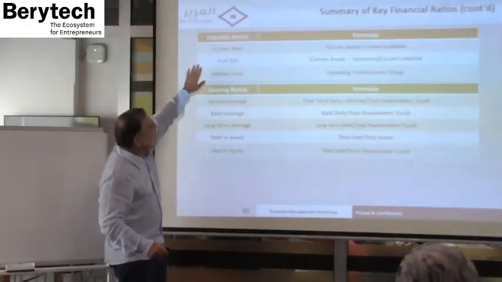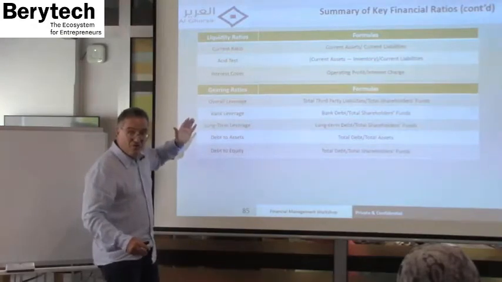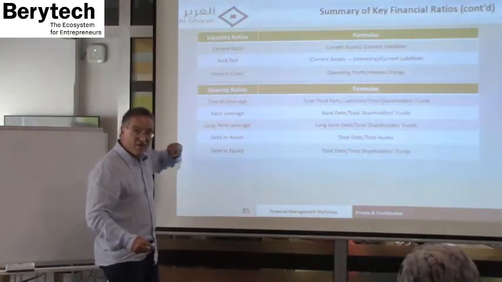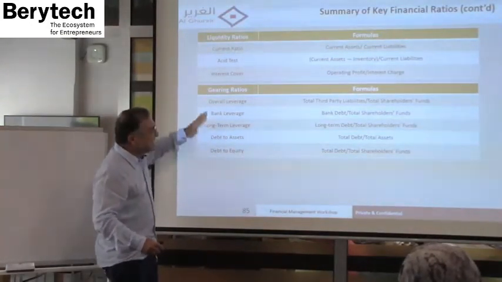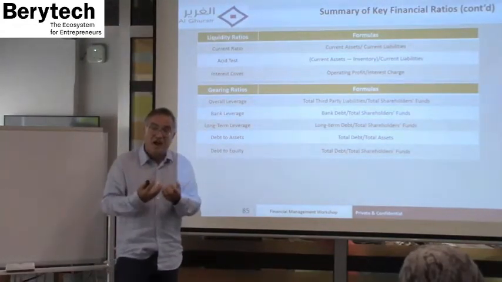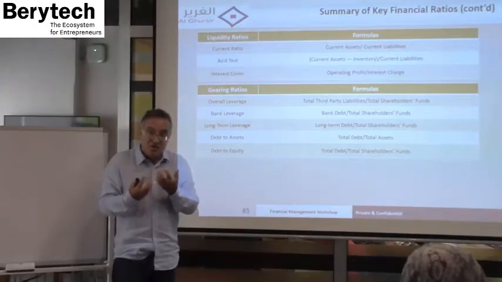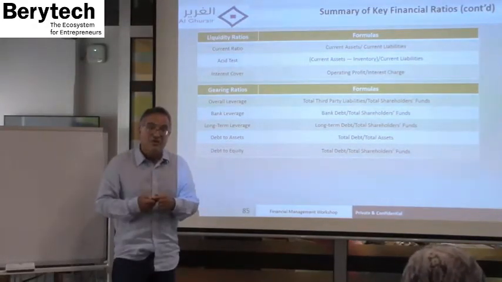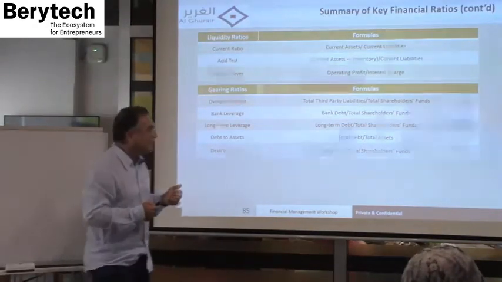On your liquidity ratio, current ratios, straightforward, current assets minus current liabilities. And gearing is how much leverage, i.e. how much debt you carry versus the equity that you have. It gives me a certain idea about comfort or non-comfort in terms of your liquidity, the strength of your balance sheet.